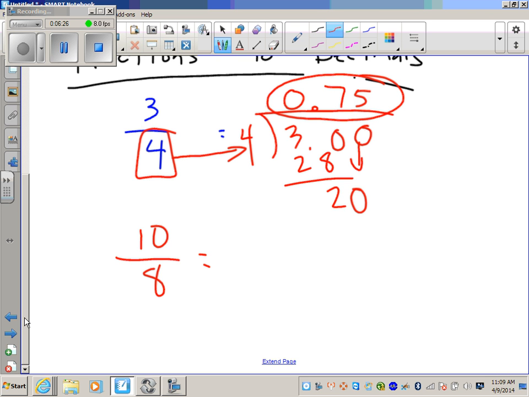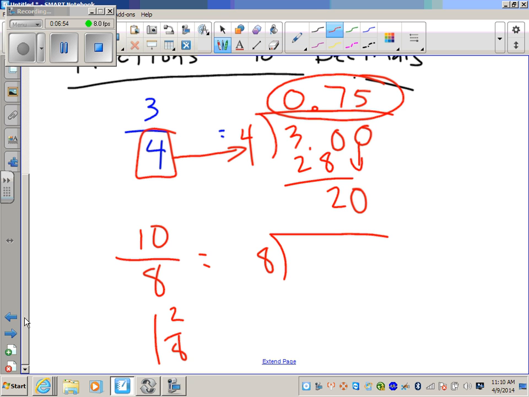What can you tell me about this fraction's overall value? Is it less than 1 whole, or is it greater than 1 whole? Carlos, greater. Why? Because the top number is bigger than the bottom one. It's improper. If I were to change this to a mixed number, I would get 1 and 2/8. Is that greater than 1? Yeah, because it's got this extra 2/8.